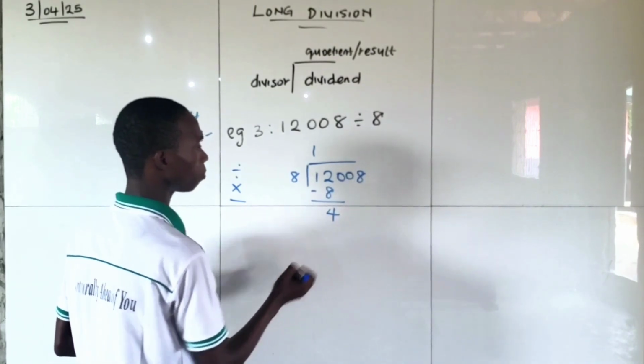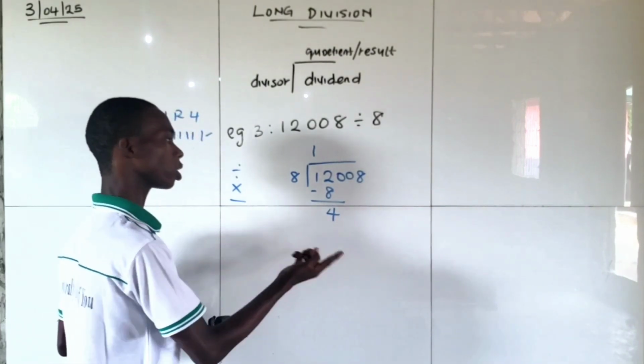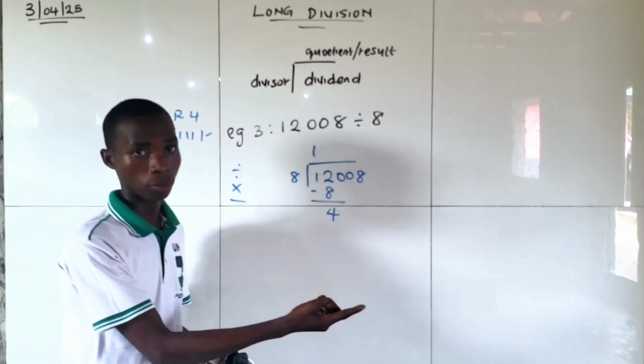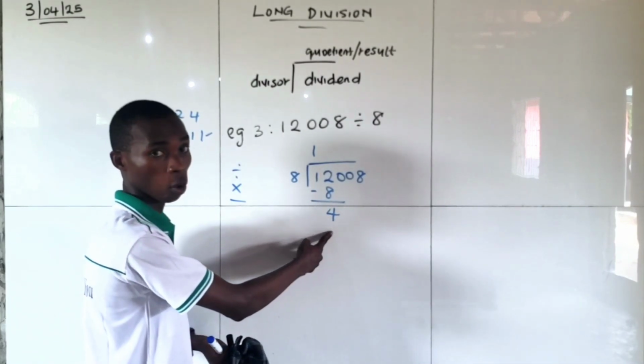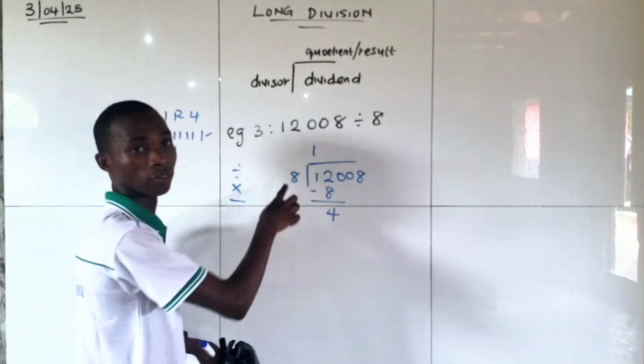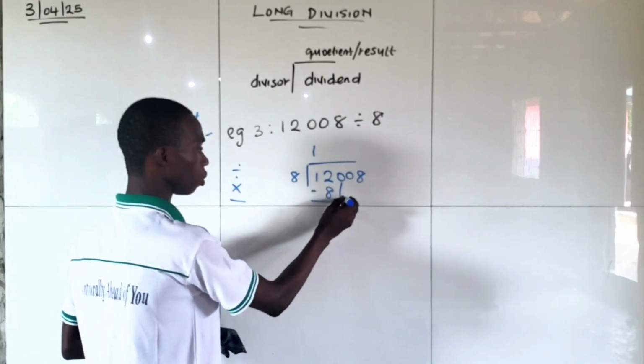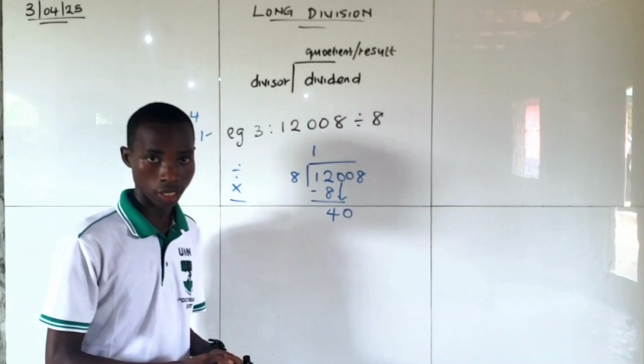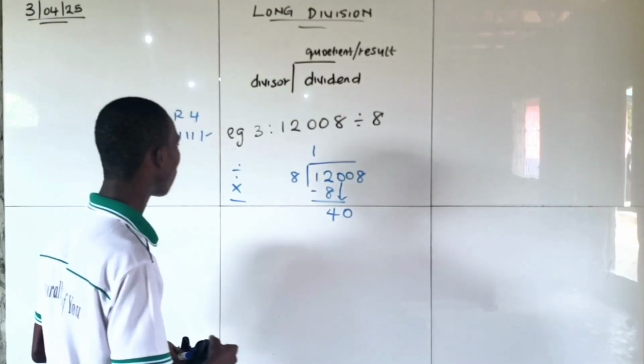And then we notice that 8 cannot divide 4 here because 8 is greater than 4. So we want this dividend to be greater than this divisor. So now bring down our 0 to make 40. Now 8 divided by 40.